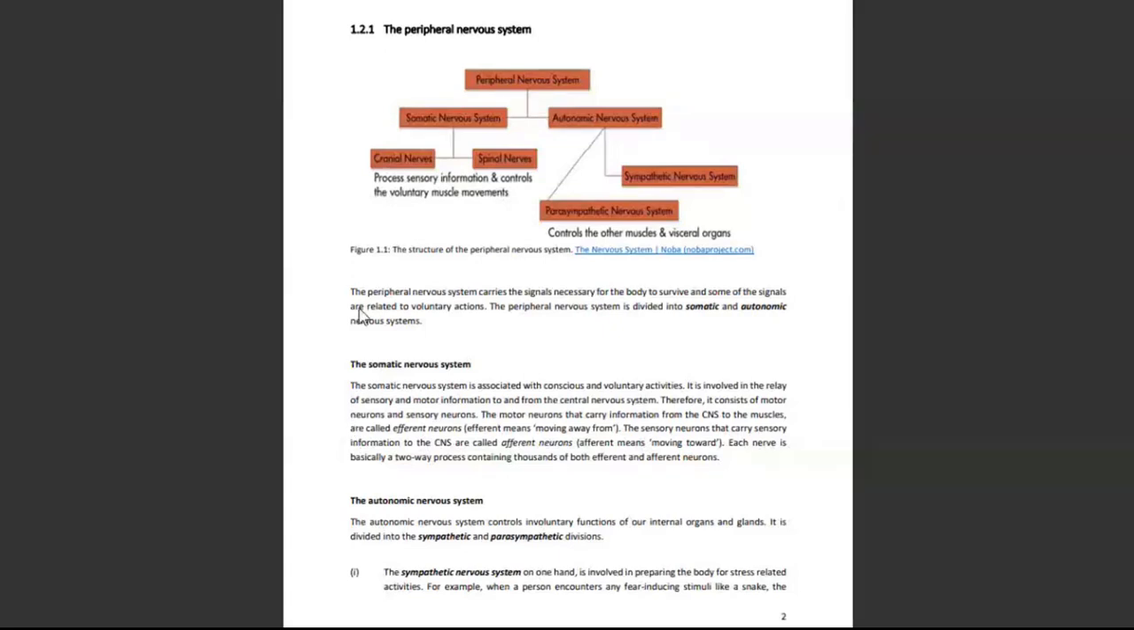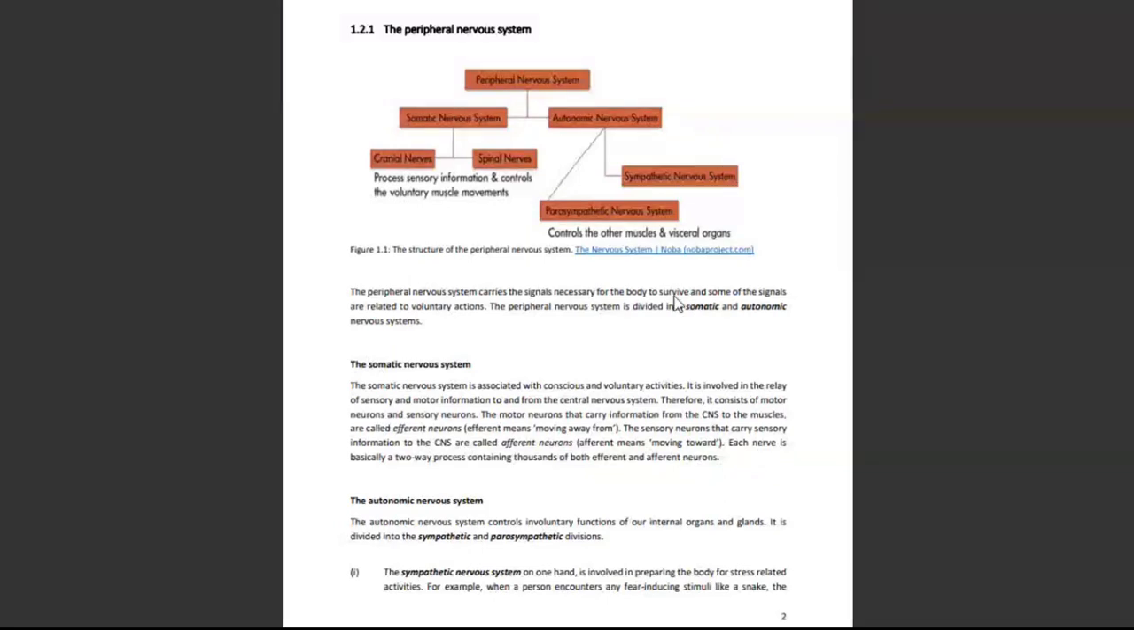The peripheral nervous system carries the signals necessary for the body to survive. It carries the signals for the body, and some of the signals are related to voluntary actions. The peripheral nervous system is divided into the somatic and autonomic nervous system. Let's repeat it. The peripheral nervous system carries the signals necessary for the body to survive. What do they mean by signals?